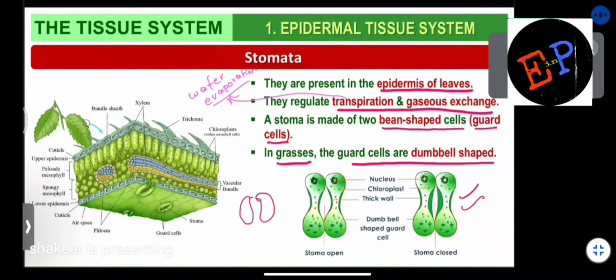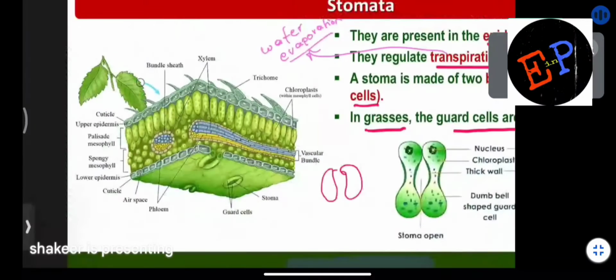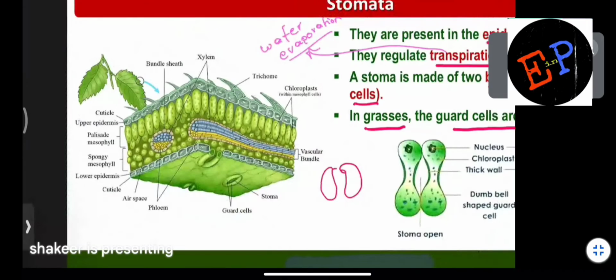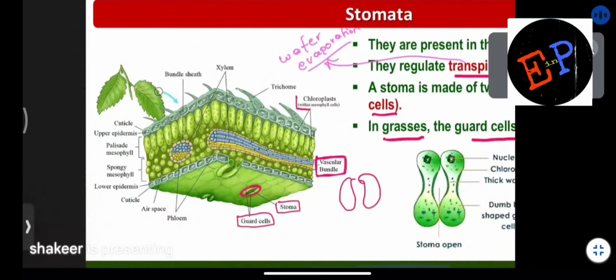Clear, no? That's it. So let's see what the different parts are which are present in the layer of this leaf. This one you can call the stoma. And these are the guard cells, which are bean shaped. Clear? So here we have vascular bundles. What is meant by vascular bundles? These are the bundles which are responsible for transportation of water and transportation of food materials. Chloroplasts are present.